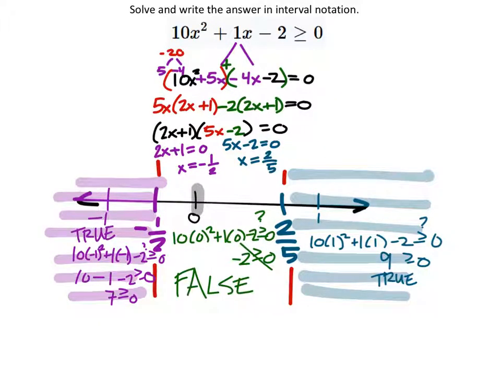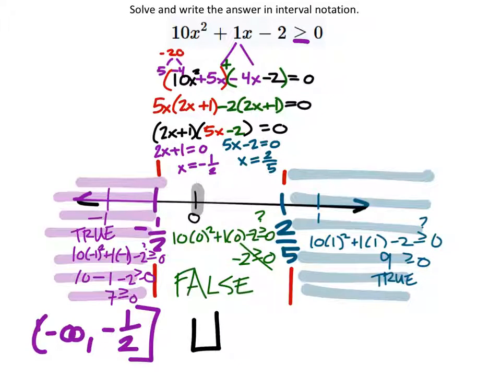So once again, I'm going to start with the purple interval just because it's farthest to the left there. And that goes all the way to negative infinity and stops at negative 1/2. Now this one also had the equal portion on that, so it's included in the solution set. And then it skips, so I have to unite this, starting at 2/5, which also is included. And that goes all the way to the right to infinity.